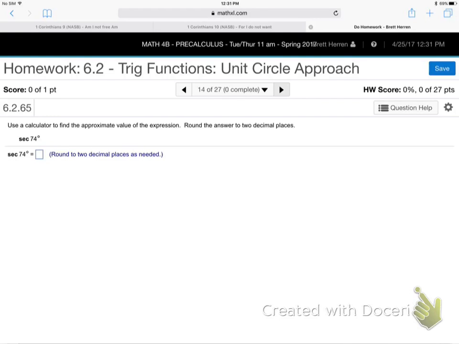So secant of 74 degrees. What is secant the upside down of? Do you remember? That one's cosine. You can have those on your 3x5 card. So it's 1 over cosine, because you probably don't have a secant button, but you might. Some of the calculators have those now. Many of them don't, though. So in case you don't, just 1 over cosine 74.